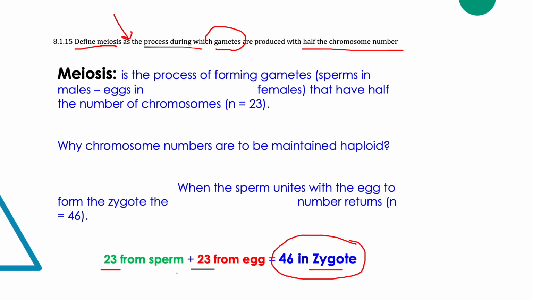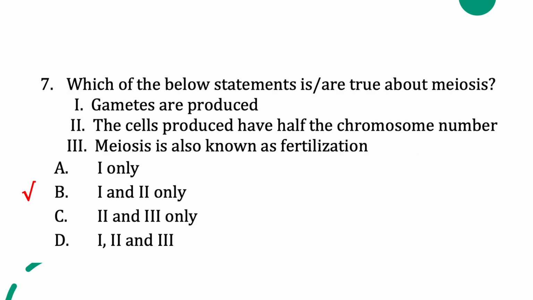Remember, sperm and egg are called haploid because they have half chromosome number, while zygote is diploid, having a full chromosome number. A quick question over here: which of the below statements is true or are true? So it means that either one or more.